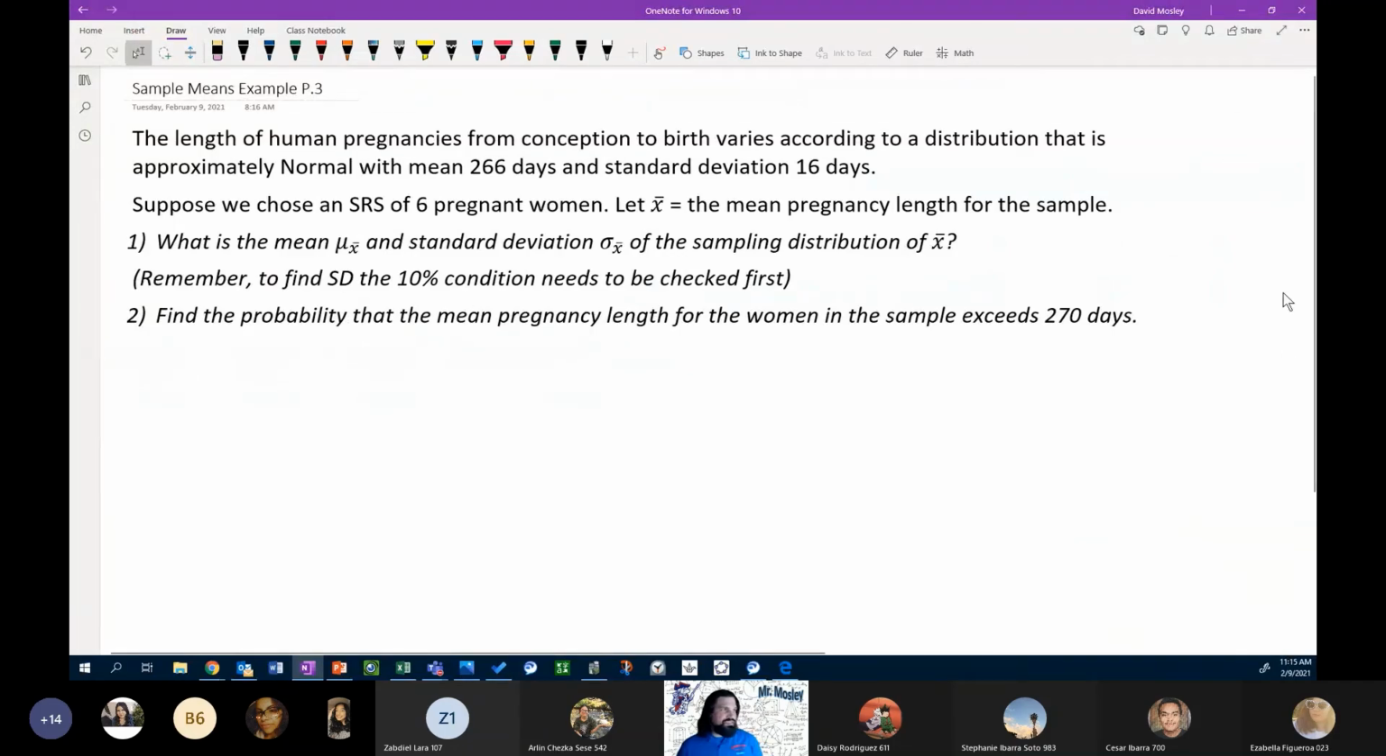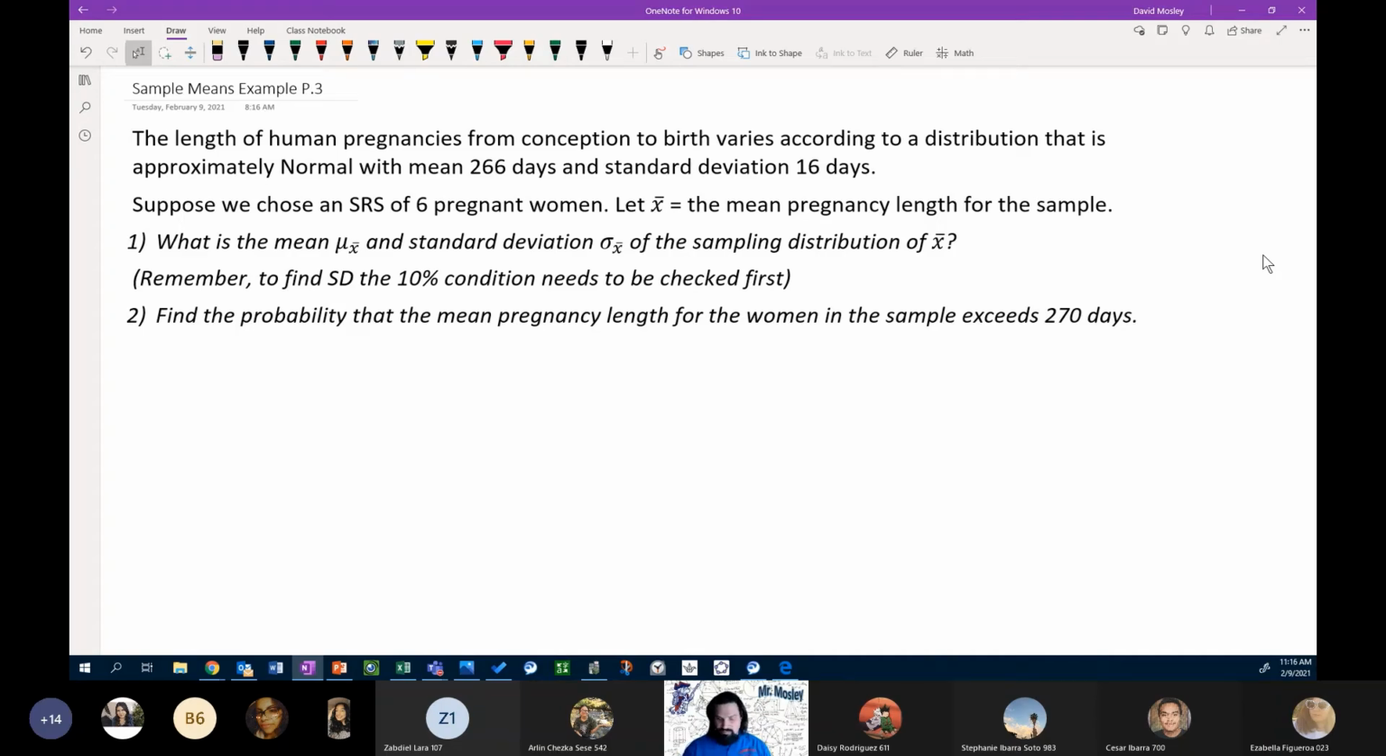All right, so in this case, we have the length of human pregnancies from conception to birth varies according to a distribution that is approximately normal, with mean 266 days and standard deviation 16 days. Suppose we choose an SRS of 6 pregnant women. We're going to let X bar equal the mean pregnancy length for the sample.